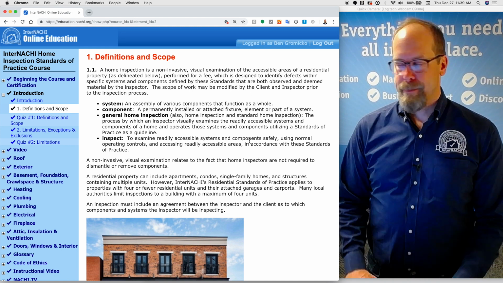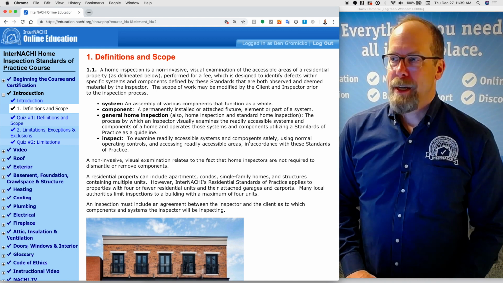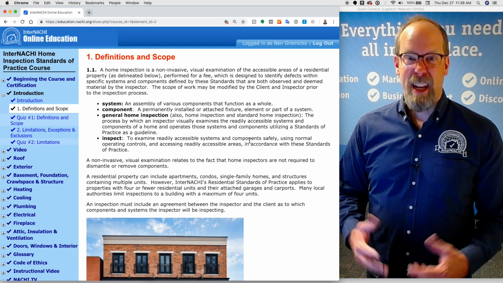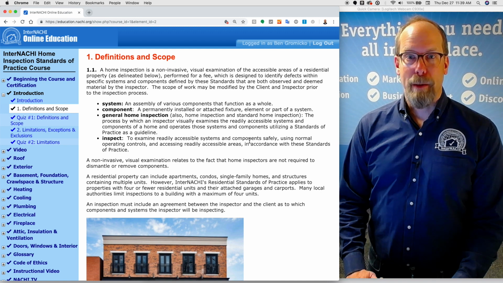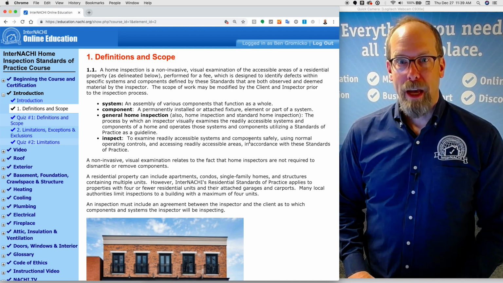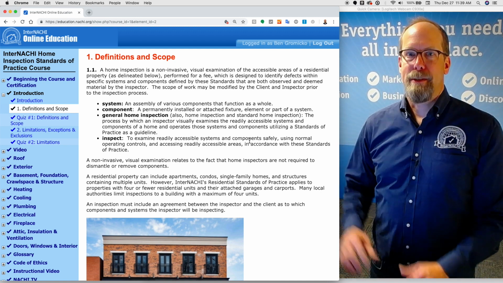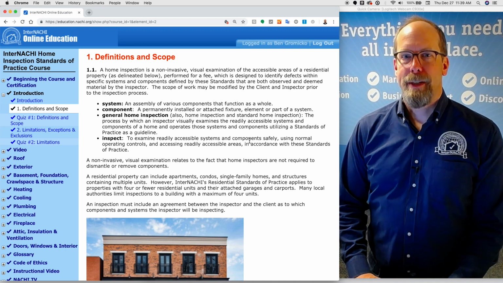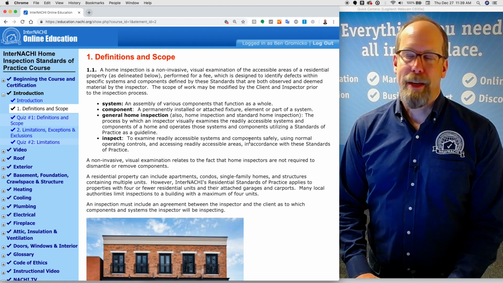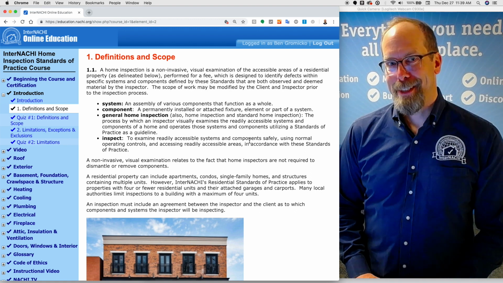Now, a system is a term that we use in the home inspection industry and in your inspection report. And a system is an assembly of various components that function as a whole. And a component is part of that system. So take a gas-fired furnace system. That's a system, and there are many parts to that system.